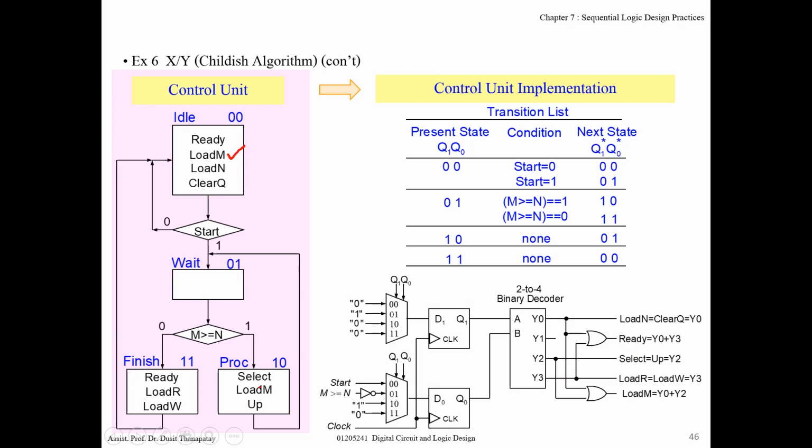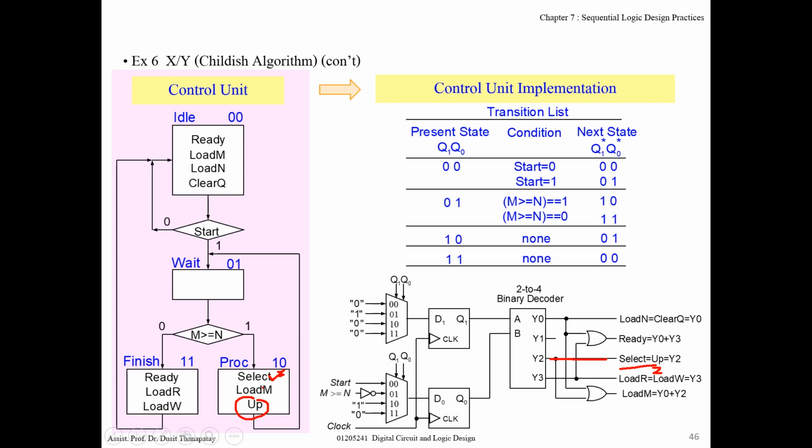And for load M, state 01 or 10 is active, right? It's 10, so Y2 is active. So Y1 or Y2 generates control signal load M. For load N, it's just at state 00, so Y0 is load N. Clear Q is also at that state, so you can use this Y0 signal as load N and clear Q. And what else? Up is also at a state, so you can use Y2 as up to control the counter to count up at this state.